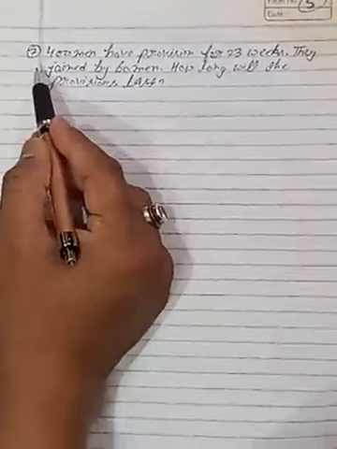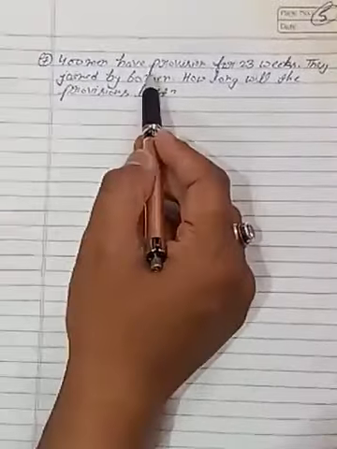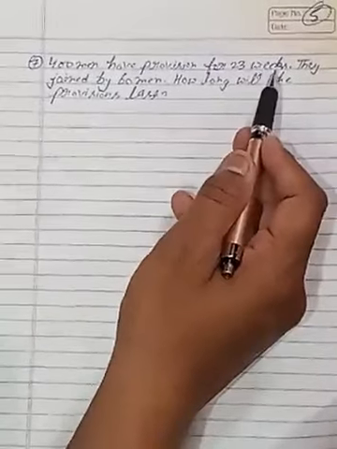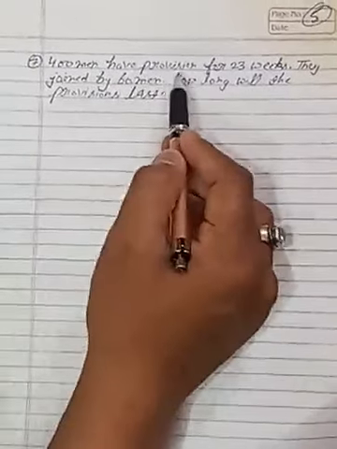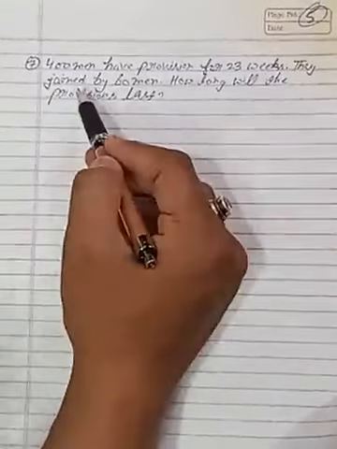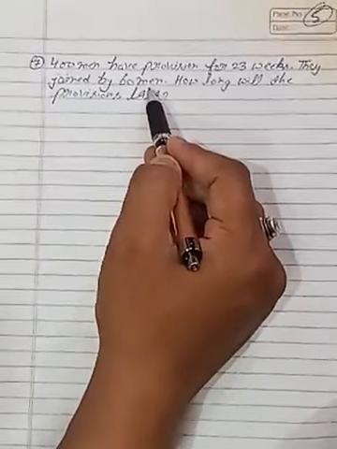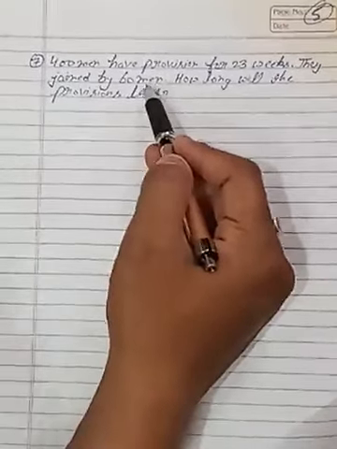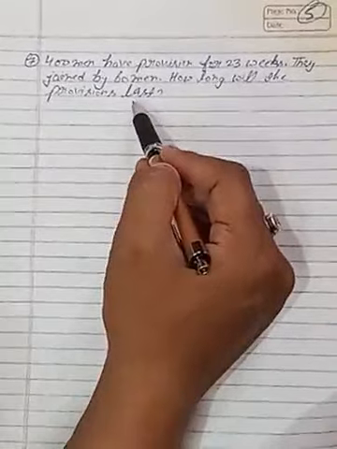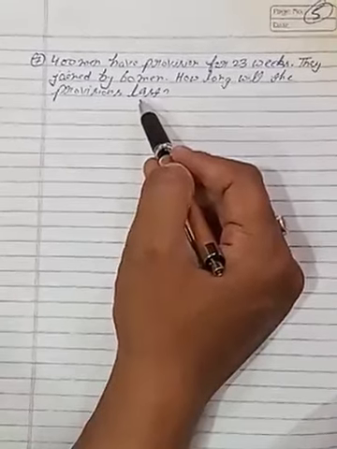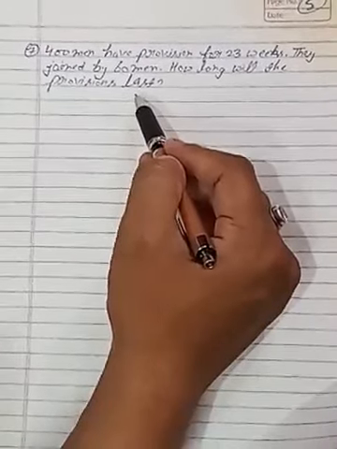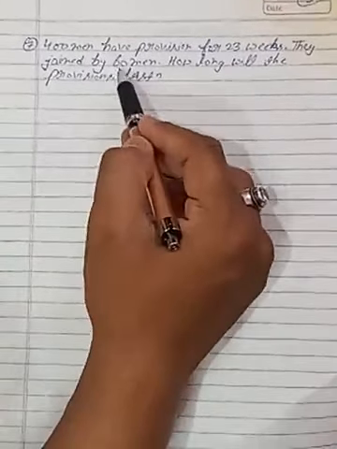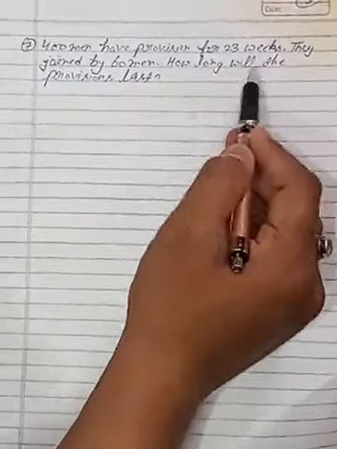Now students, see 7th sum. 400 men have provision for 23 weeks. Provision means ration. 400 men have ration for 23 weeks. They are joined by 60 men. How long will the provision last? So after joining 60 men, how long will the provision last? So two units are given, number of men and weeks. So how long will the provision last? The answer will come in number of weeks.